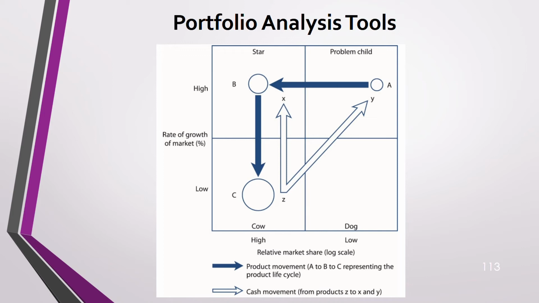The white arrow is cash movement. That was a product movement. Product was moving. Now cash movement. So the cash in the Z. Z is the cash cow. The cash cow's cash you are using for the star as well as the problem child. You understanding? So both the star and the problem child, they are draining the cash away from the cash cow. That's why the arrow is going to X and Y.